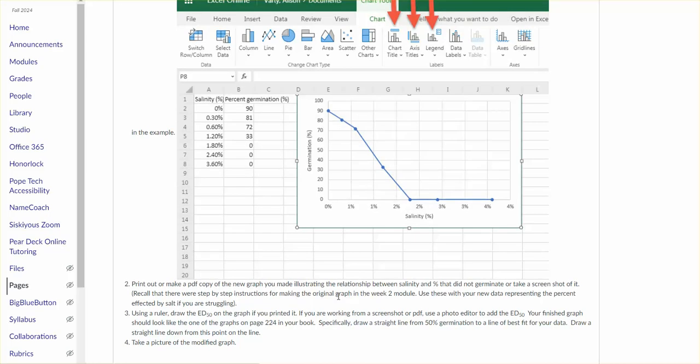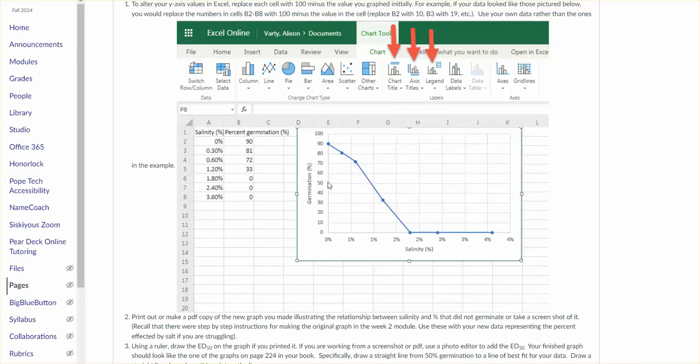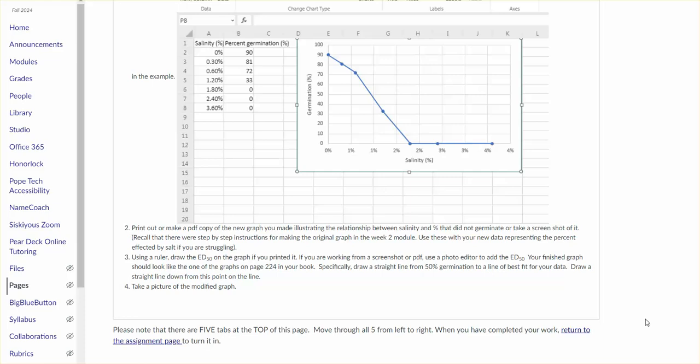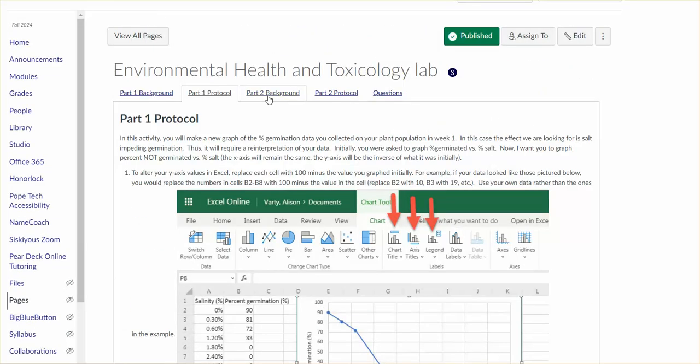You're also going to draw the ED50 line on your graph. That's going to be the salinity concentration at which 50% of the population was impacted. So that would be right here, around 50%. And you look at the dose at that particular metric. So part 1 involves remaking the graph that you made in week 2 and relating it to the dose response curves that you see in chapter 10, and also drawing the ED50 on the graph.